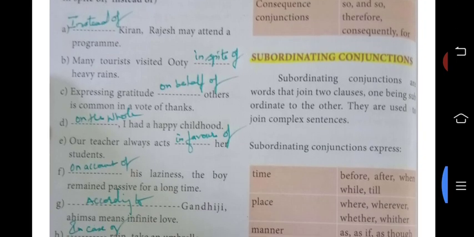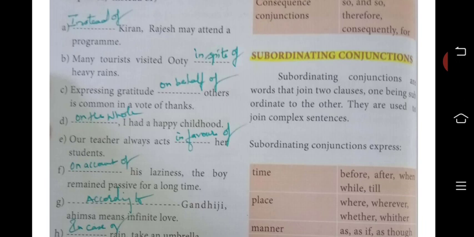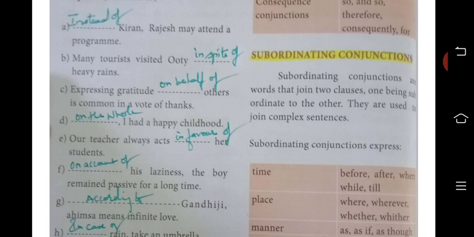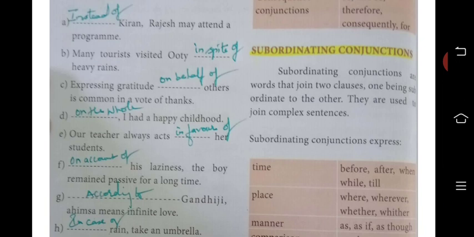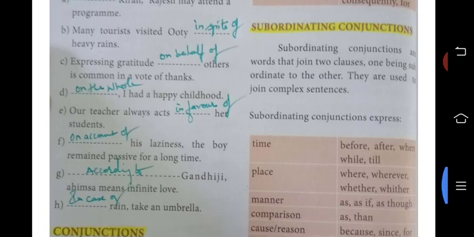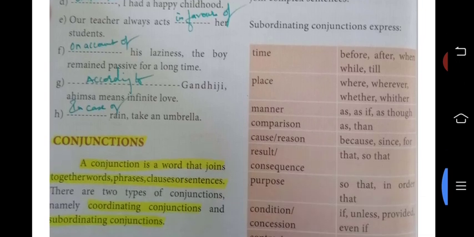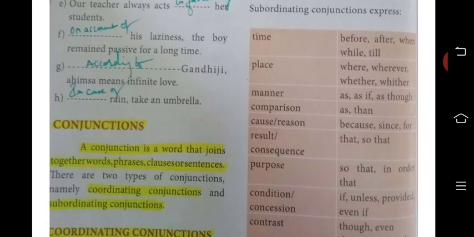Subordinate conjunctions are words that join two clauses, is it or not? One being subordinate to the other, is it or not? They are used to join complex sentences, as I said before. Got it? So see, for subordinate conjunctions, we have different categories. For time we use before, after, when, while. I told you no. After I have completed my work, then I set out to play.